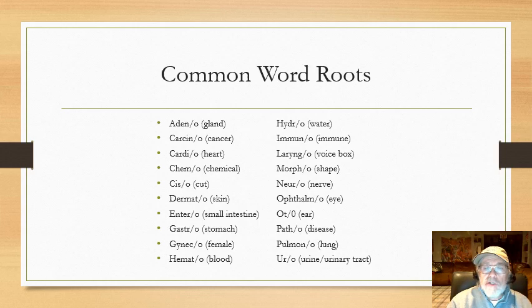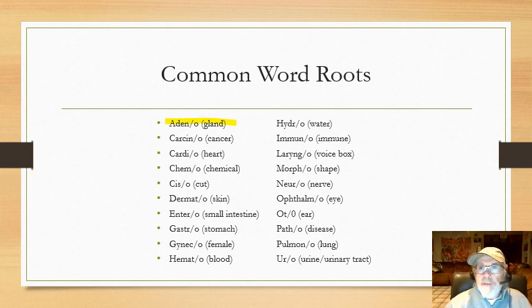Okay, now these are some common word roots, and when you look at this list, it's very small. As we go through the semester, when I get into each body system, I'll be giving you more and more word roots, and by the time the semester's done, you're going to know a lot of word roots. But just a few of these. Aden means gland.